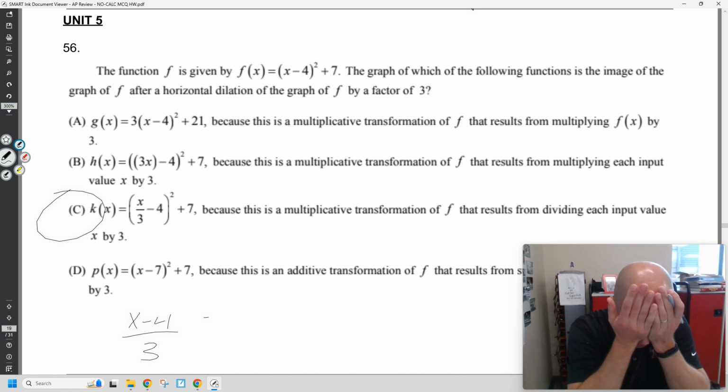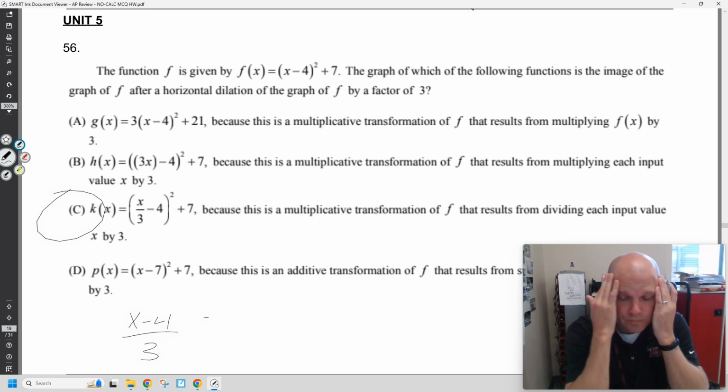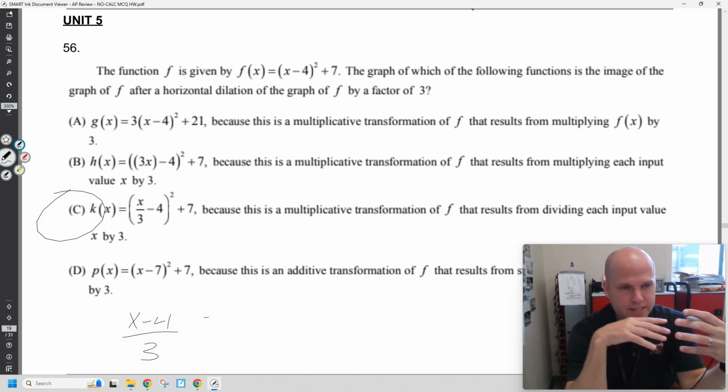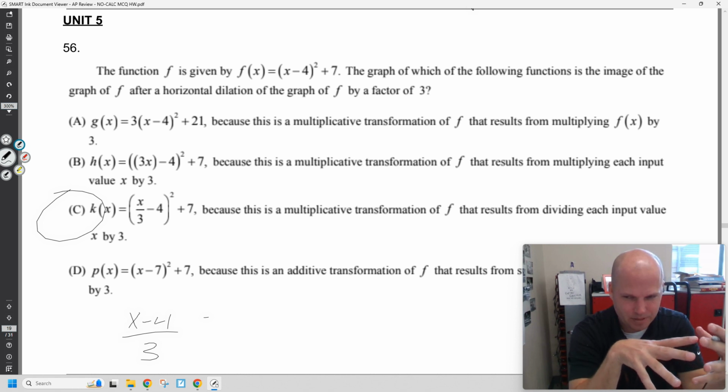We want to dilate first and then shift, which means we want to take the x's and dilate them first, and then we'll shift them. Because if we shift and dilate, it gets weird. It's not what we expect it to be.